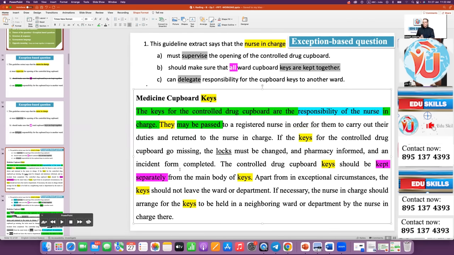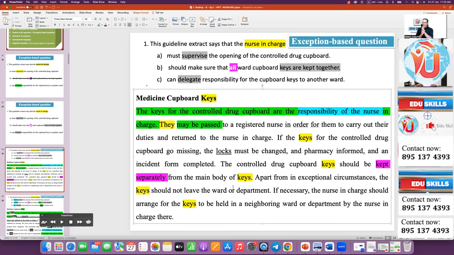Second, inform the pharmacy. Third, complete the incident form. That is the responsibility of the nurse. Again, the keys should be kept separately. Next responsibility: the controlled drug cupboard keys should be kept separately from the main body of keys, apart from in exceptional circumstances. This is known as an exception-based question, okay?